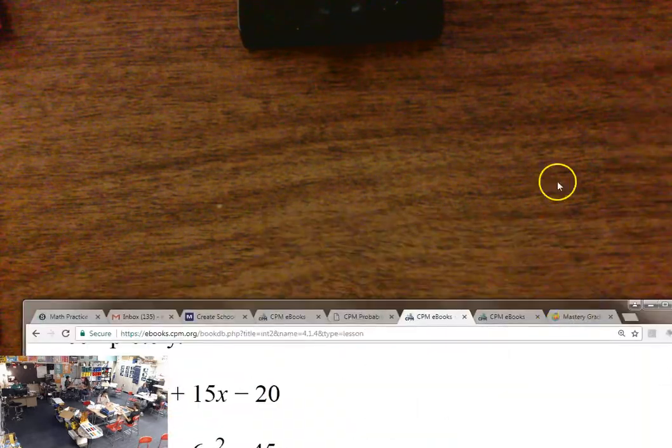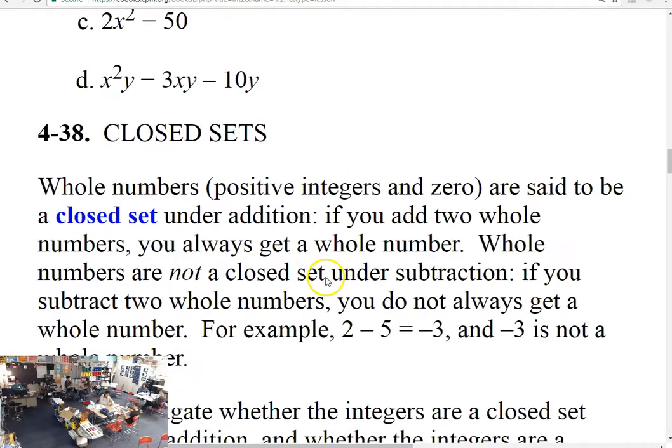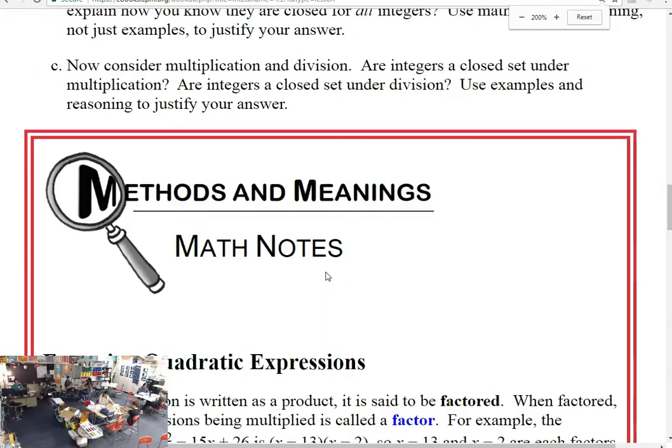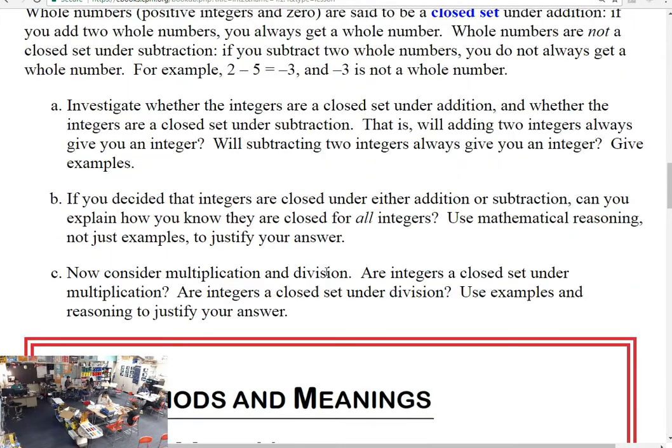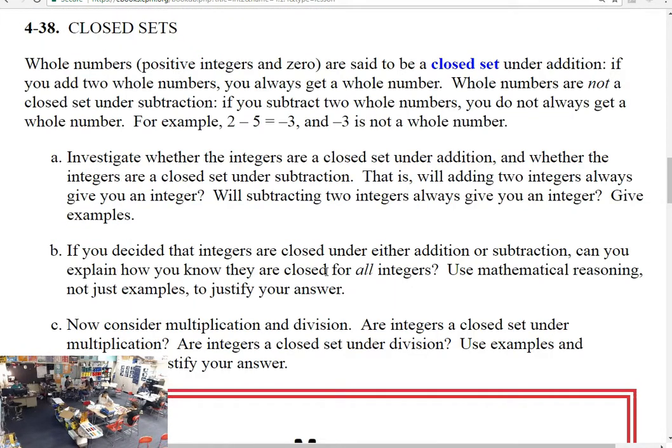Closed sets, open sets. A little bit of learning. Do we still use the algebra tiles? Yeah, when we go to 415, we probably will. Anyone know the difference between a closed set and an open set? I just did the homework today, so. Jenny?